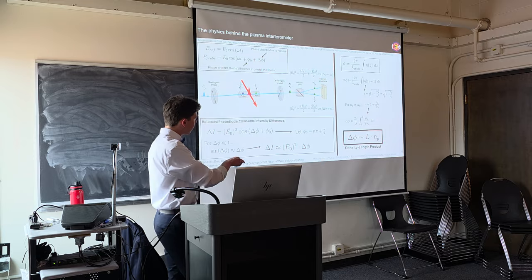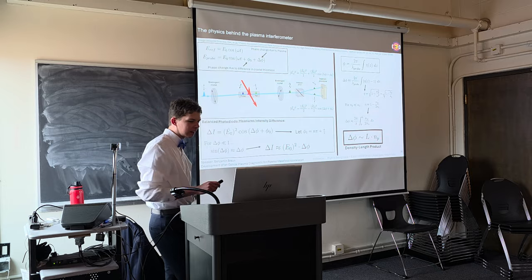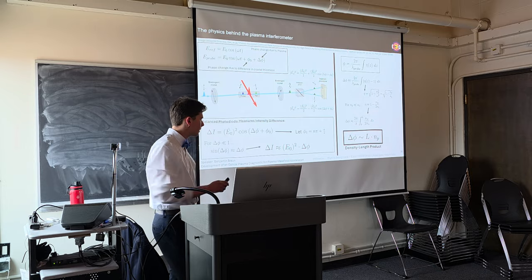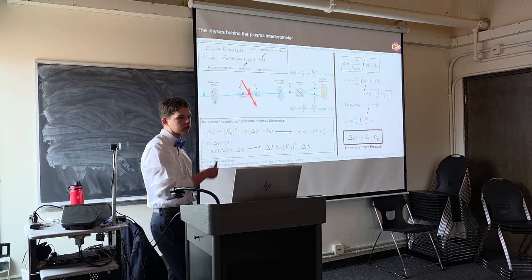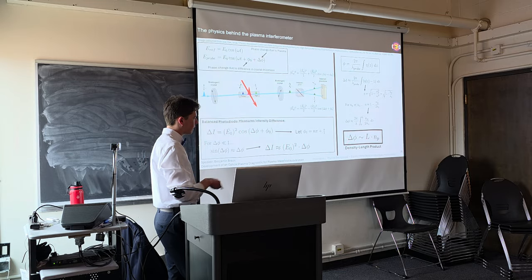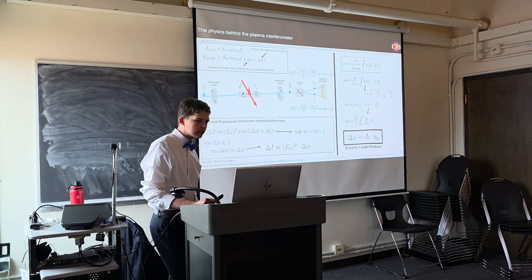So the most important thing we get out of this is we can make a direct measurement of our length and our plasma density. Or in this case, since we're measuring the transverse direction, our width and our plasma density. So we have a density length or density width product.